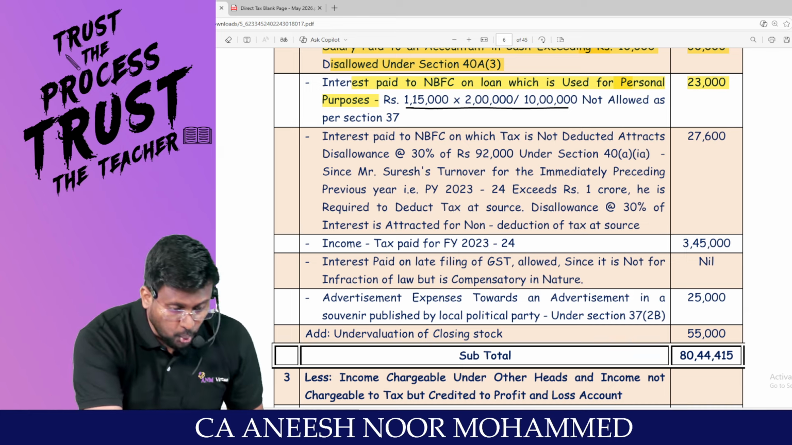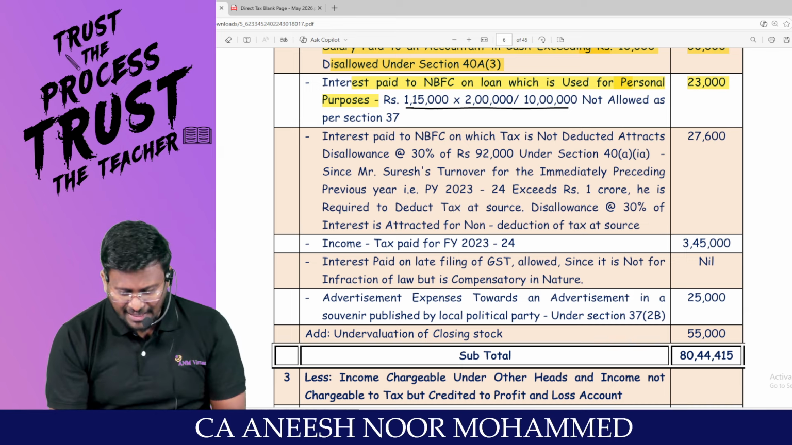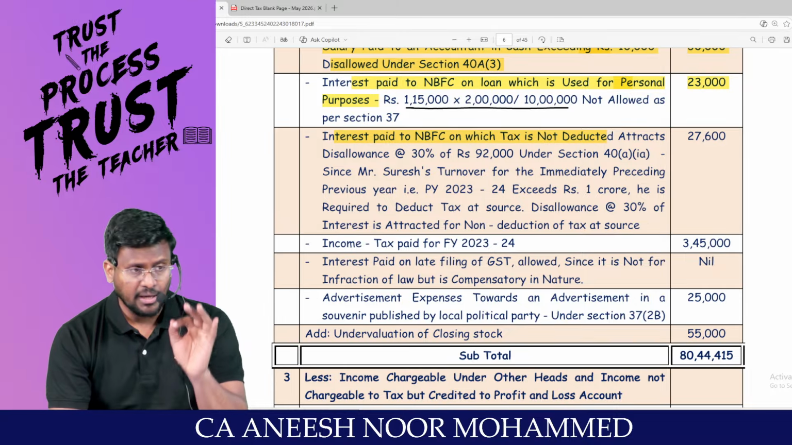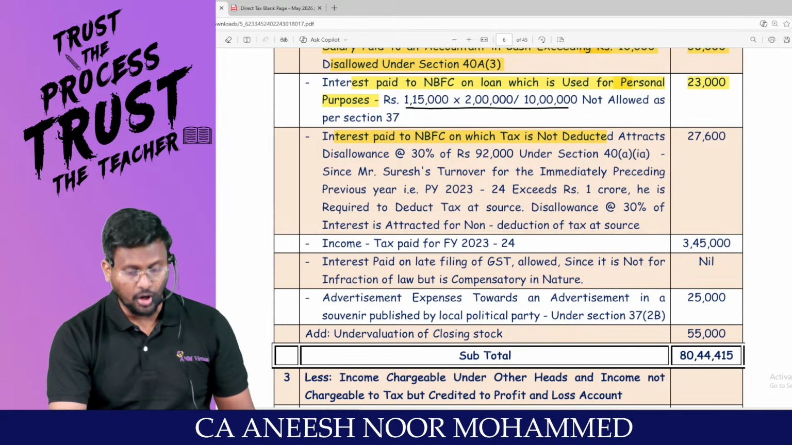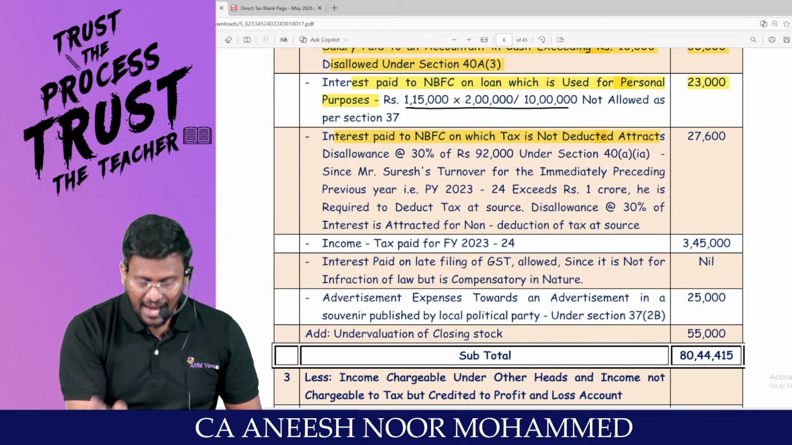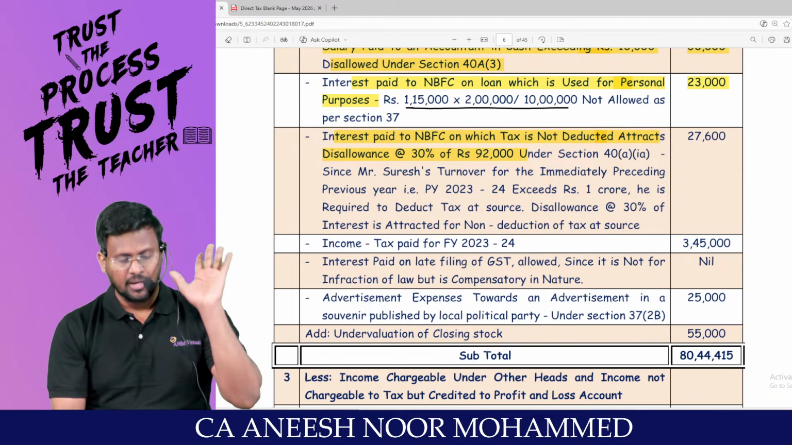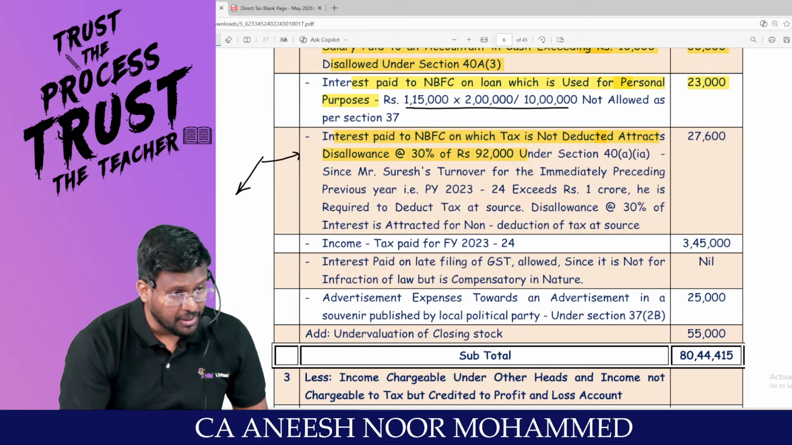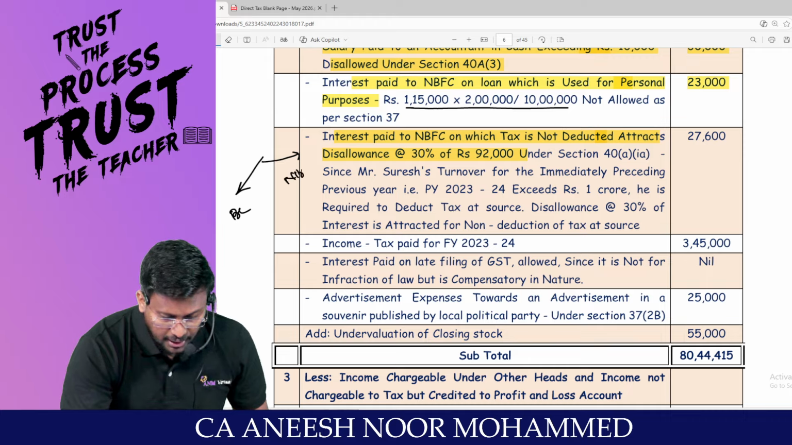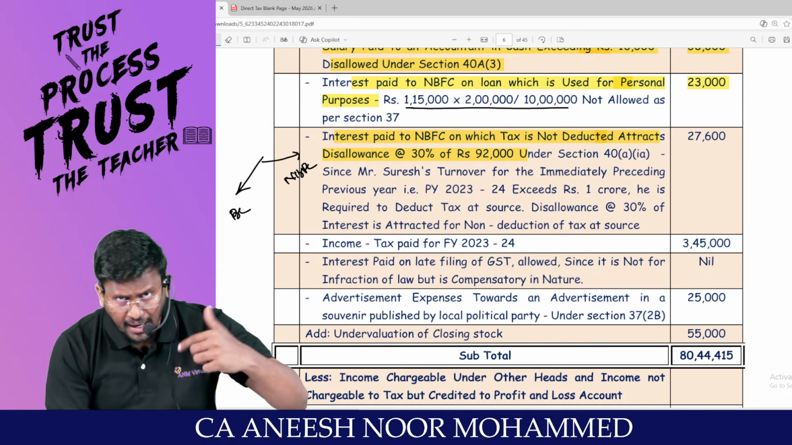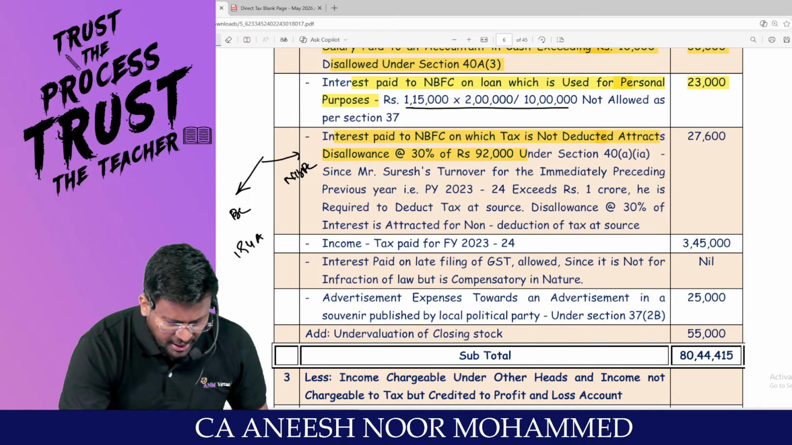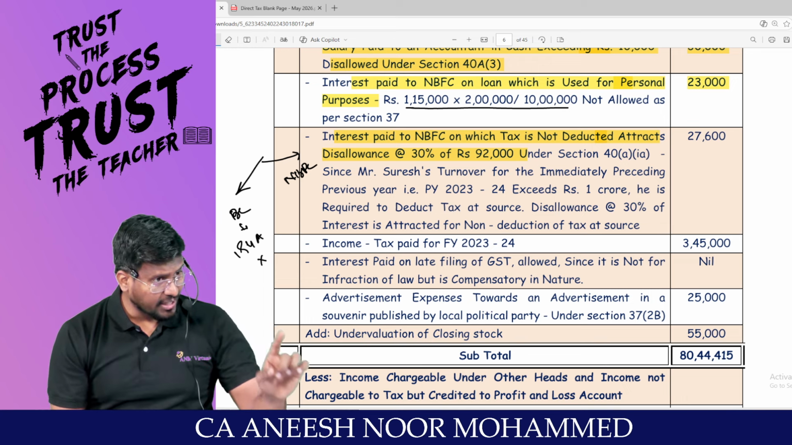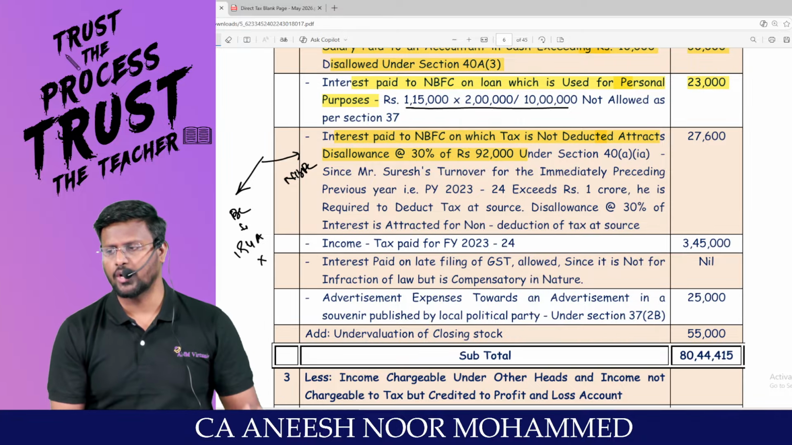The next one, beautiful point of this question. In the entire question, I love this point. Interest paid to NBFC, on which tax is not deducted. Attract disallowance at the rate of 30%. You have to check whether the interest has been paid to banking company or NBFC. If it is to a bank, then 194A is saying that you are not liable to deduct TDS. Even if no TDS has been deducted, disallowance provisions will not be applicable.